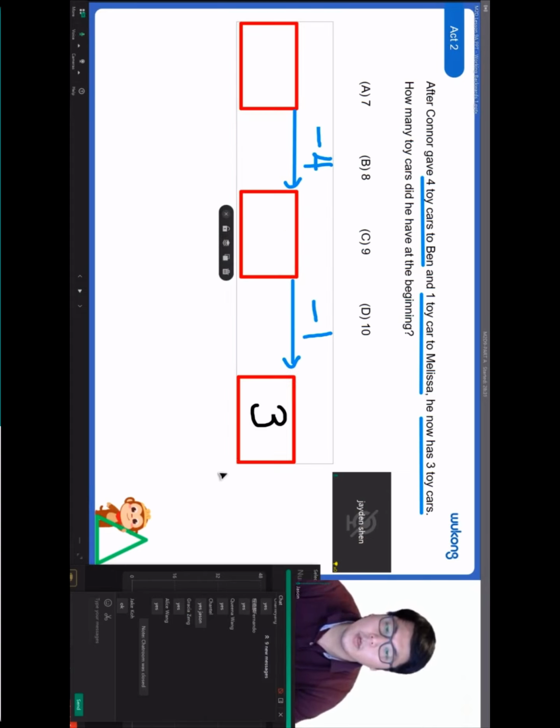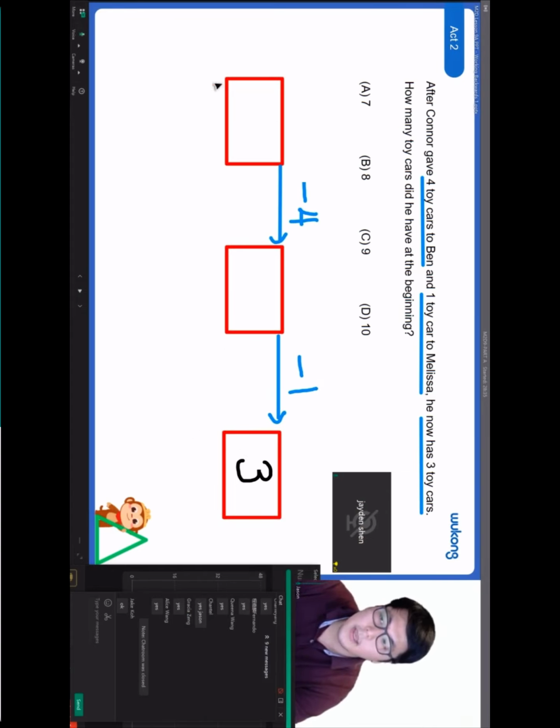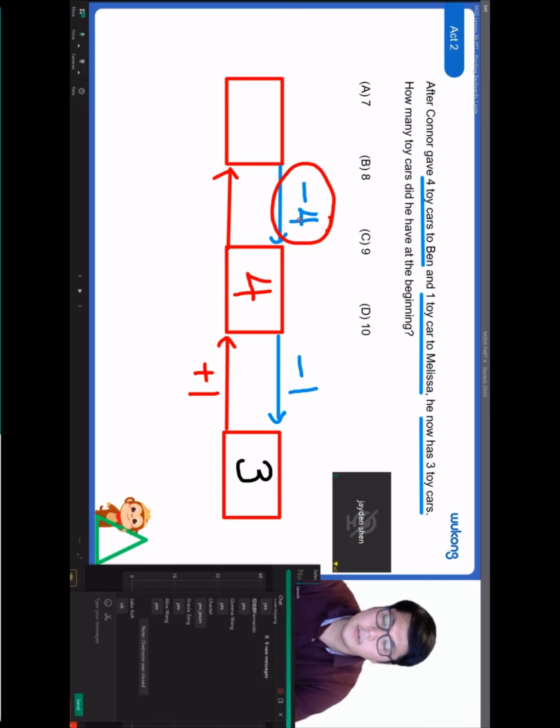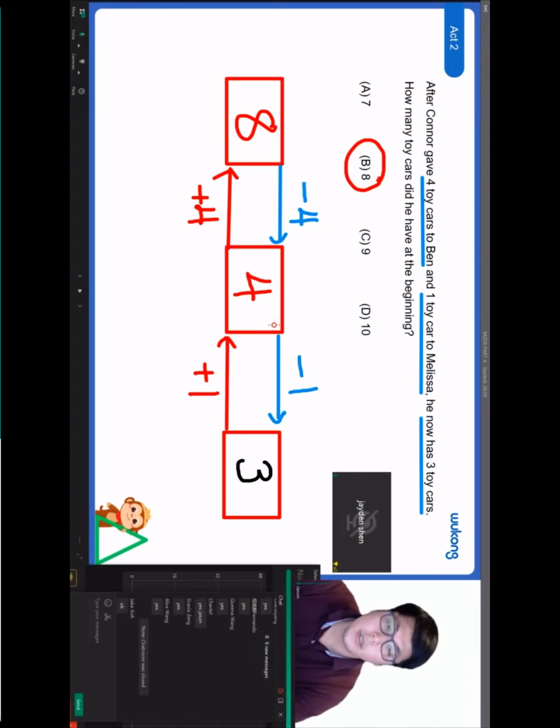Now, Jaden, if we are working backwards, do we start from the left-hand side or the right-hand side? Right-hand side. Very good. So now we need to go the opposite direction. Now, what is opposite to subtracting 1? You add 1. Very good. So what is 3 plus 1? 4. Very good. And then we need to go backwards as well. If you are subtracting 4, what do you do when you need to do it opposite? Add 4. So what is 4 plus 4? 8. Very good. So the answer is 8. It means that Connor had 8 toy cars from the beginning.